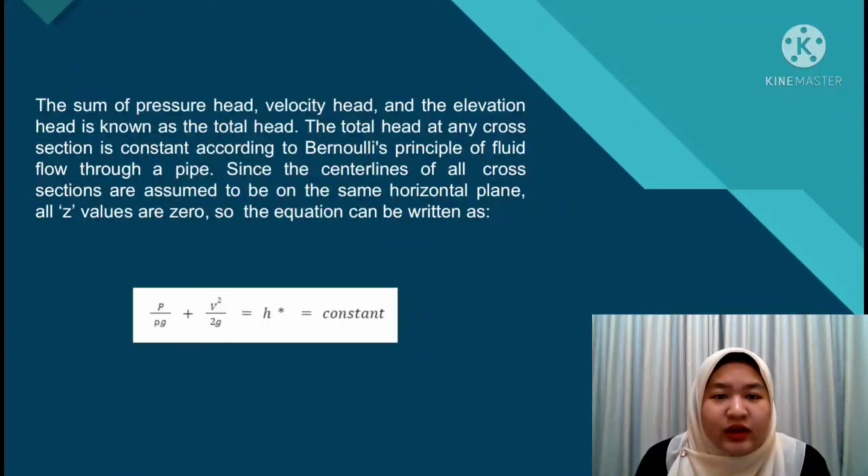And since the center lines of all cross-sections are assumed to be on the same horizontal plane, all z values are 0. So the above equation is P over rho g plus V square over 2g is equal to H is equal to constant. So this is the equation that can be used to represent the total head at the cross-section. So that's all from me. Thank you.